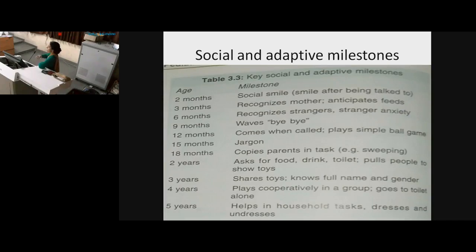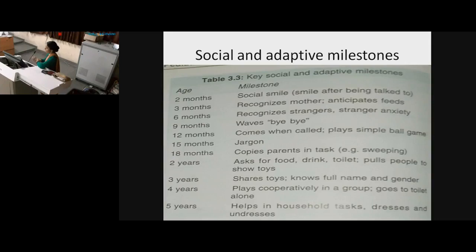But at 3 months, if there are 4 people in the room, the child will preferably look at the mother. So that is called recognizing mother. Initially the child will fixate at anybody who's looking, so he's not recognizing the mother at that point of time. But if he has got 4 or 5 people and he's now preferably looking at one person, you know that he's recognizing that person.